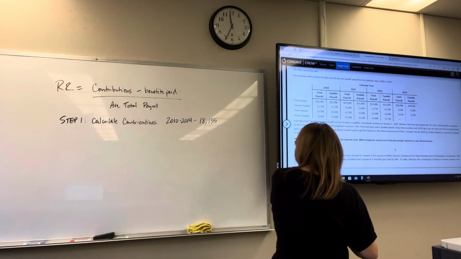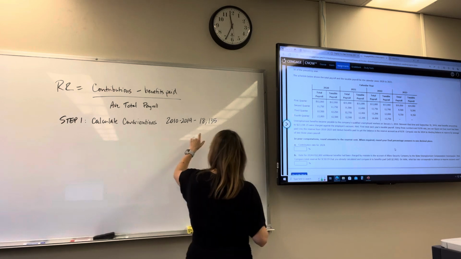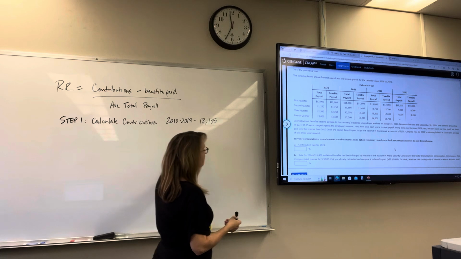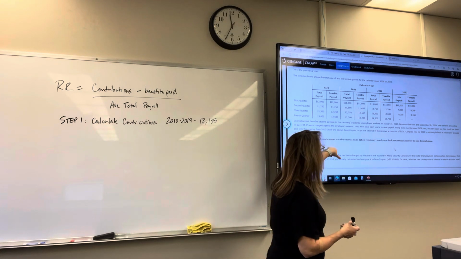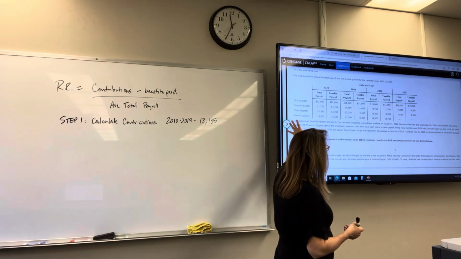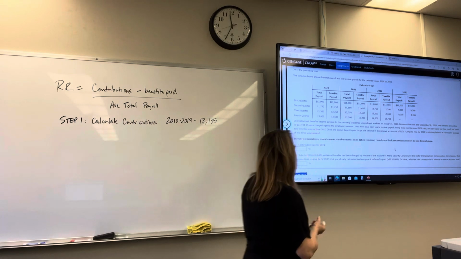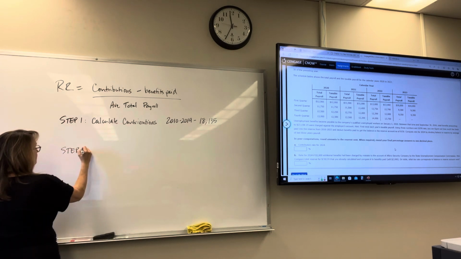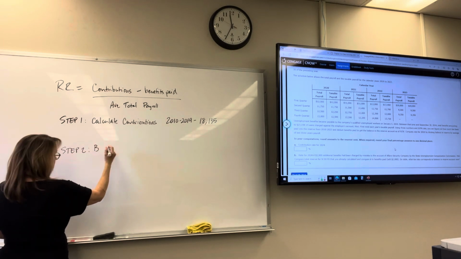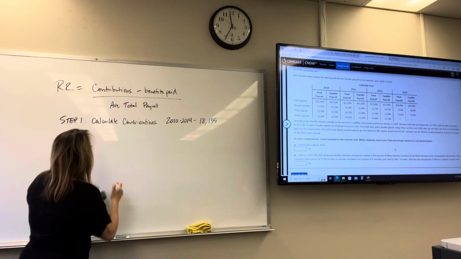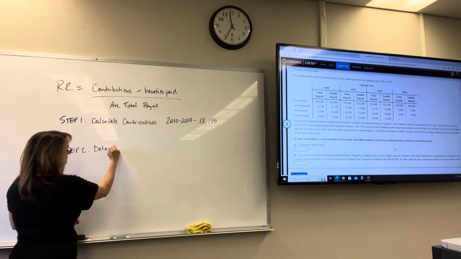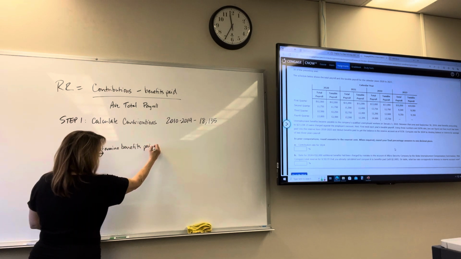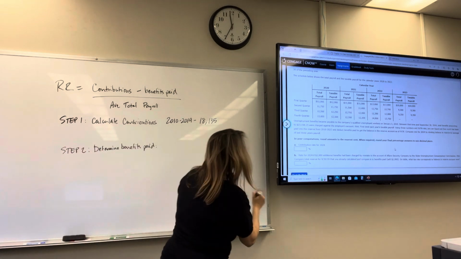All right, so these are our contributions. We have to calculate what our contributions were from 2020 to 2024, but our benefits they've given us here for the entire year, $23,194.15. That's actually our step 2, so let's just write that down. We've got to find what our benefits are. So $23,194.15.